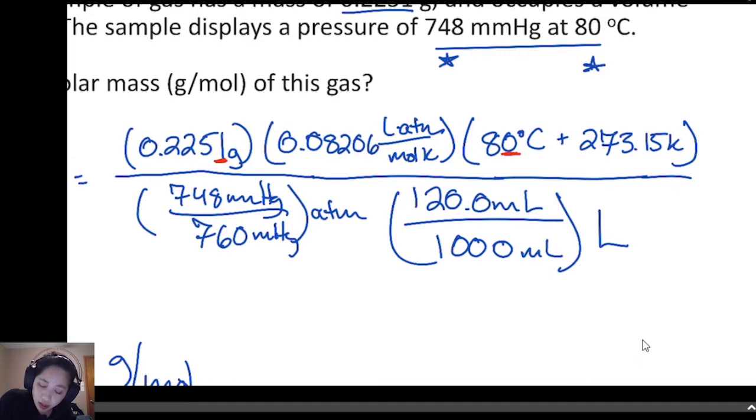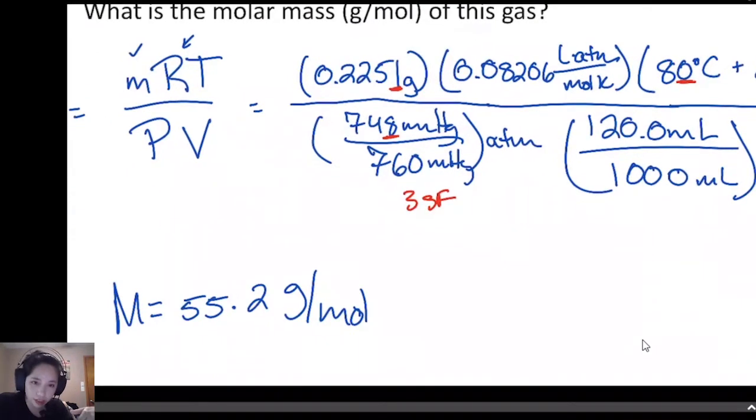This has 3. Our temperature has 3 sig figs. Our pressure also has 3 sig figs. All right, and our volume has 4. So we're limited by 3 sig figs here, so our answer should have 3 sig figs.